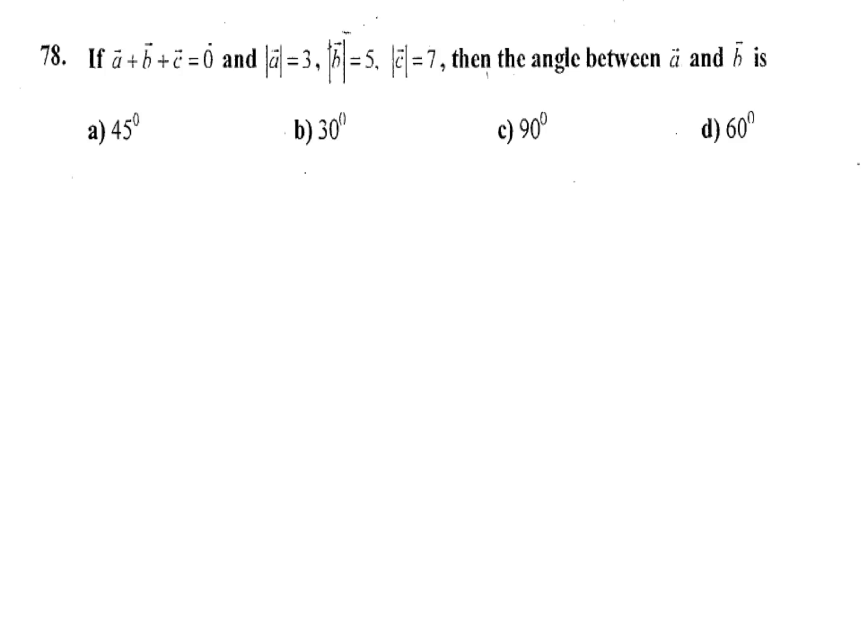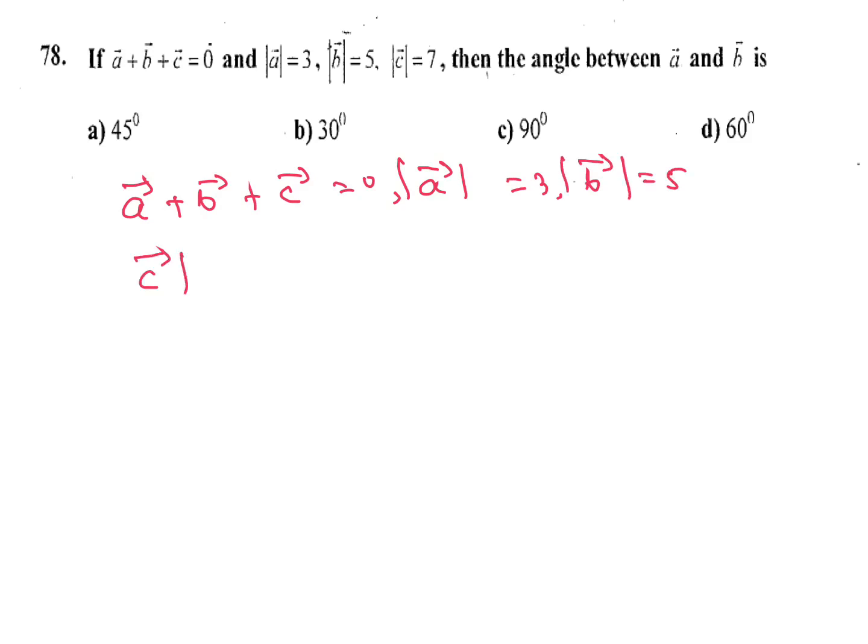So given A vector plus B vector plus C vector equal to 0, A vector magnitude 3, B vector magnitude 5, C vector magnitude is 7. Angle between A vector and B vector we have to calculate. So A plus B plus C equal to 0. From here, C vector equal to minus of A vector plus B vector.